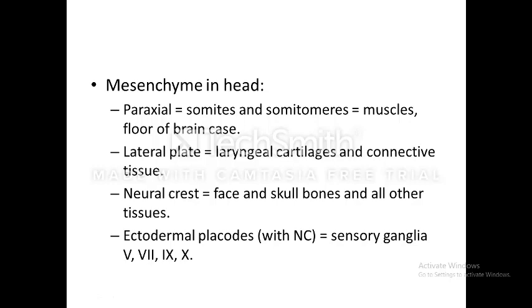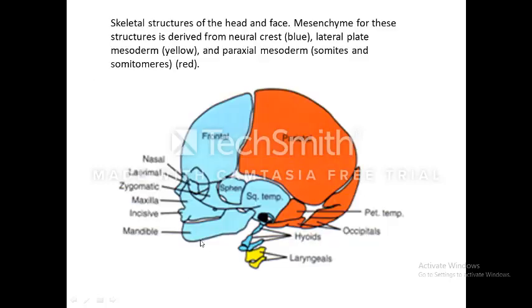In the face, ectodermal placodes within the neural crest give rise to the sensory ganglia of the 5th cranial nerve, which is the trigeminal nerve, the 7th cranial nerve, which is the facial nerve, the 9th cranial nerve, which is the glossopharyngeal nerve, and the 10th cranial nerve, which is the vagus nerve.